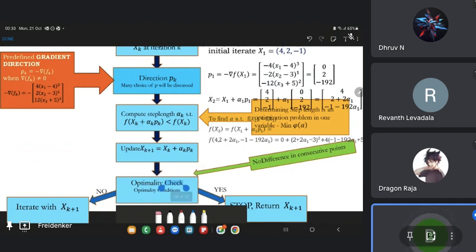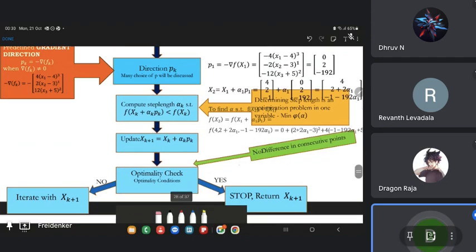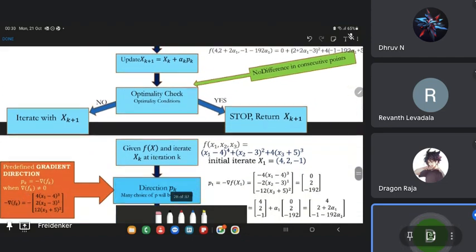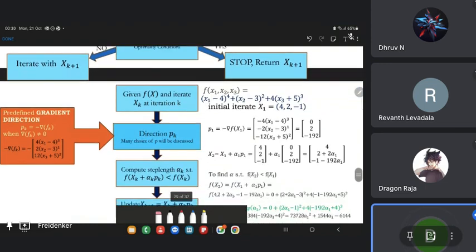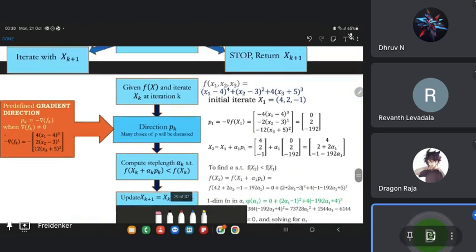Here they're using another optimality check: no difference in consecutive points. How do you check that? You just take xk plus 1 minus xk. If it is less than some certain threshold, some epsilon, then you can declare my algorithm has done its job. It is done. Okay, is this the same question?